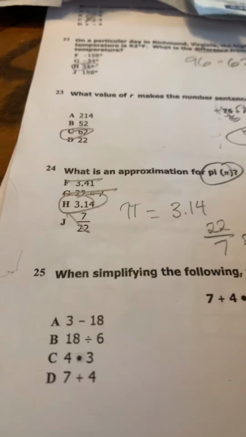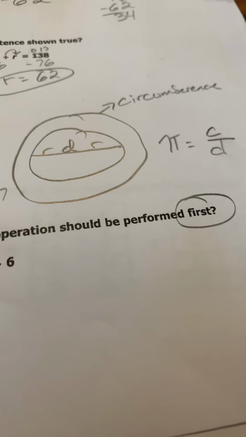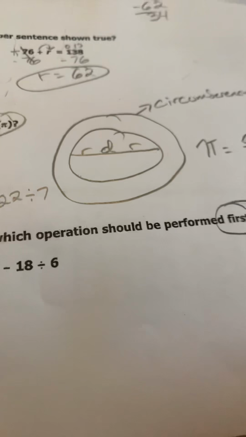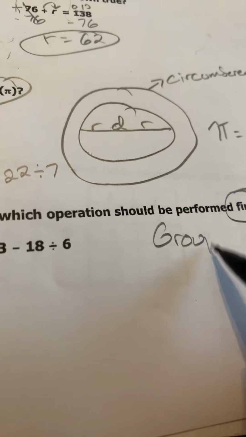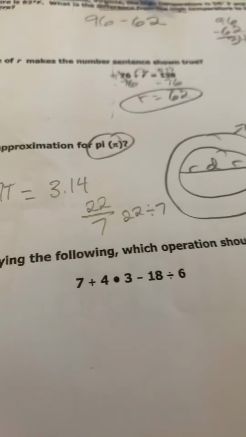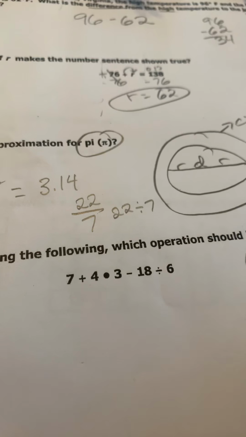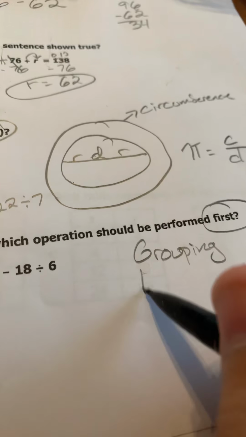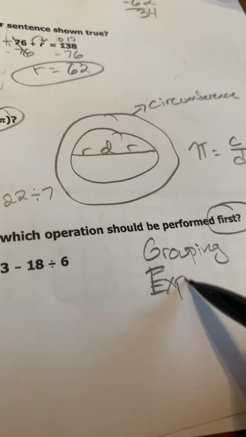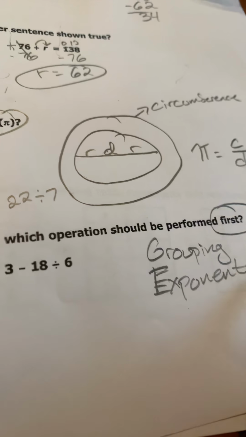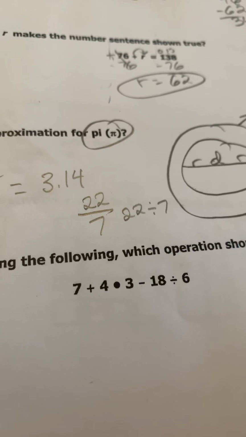All right, 25. When simplifying the following, which operation should be performed first? Okay? So we're doing order of operations again. So that just means G for grouping. Well, I don't have any grouping signs, that's like parentheses, brackets, fraction bars, whatever. Go to E for exponents. I don't have anything to the second power, third power, or whatever.